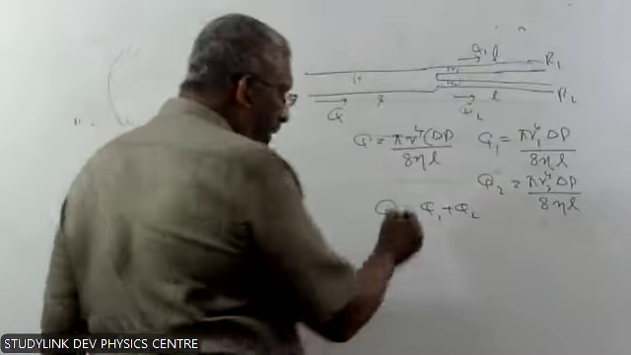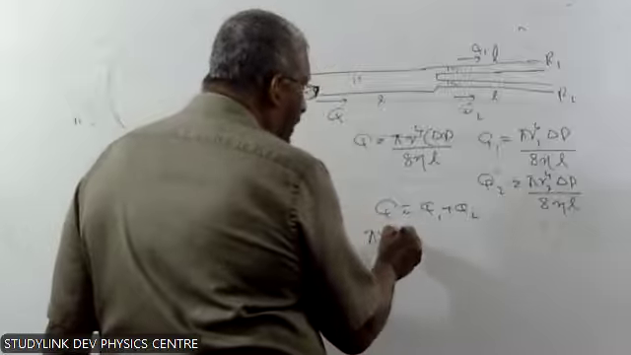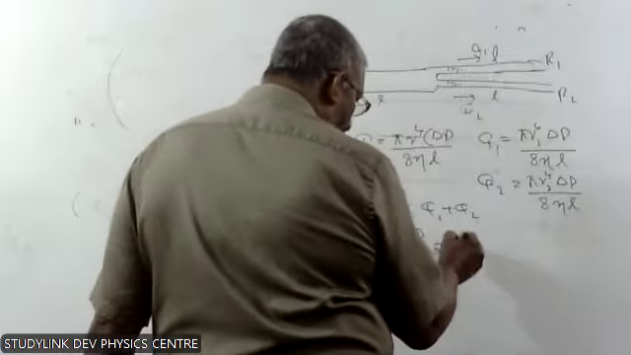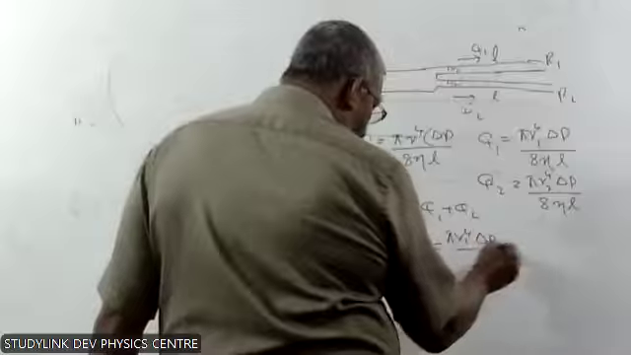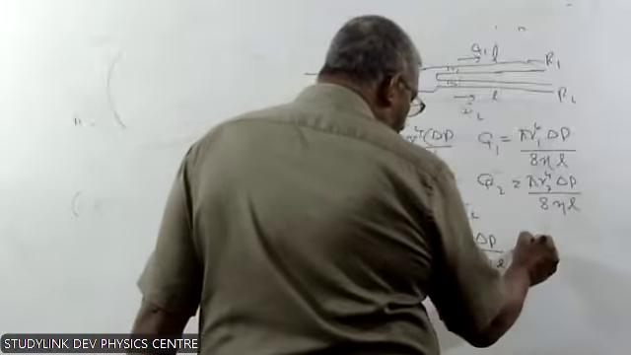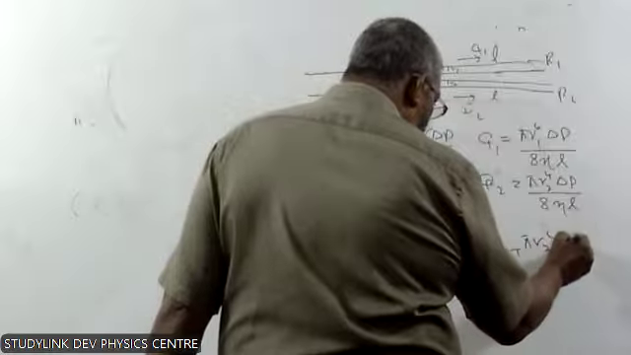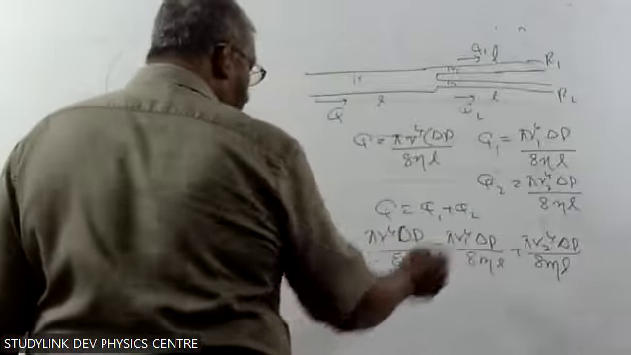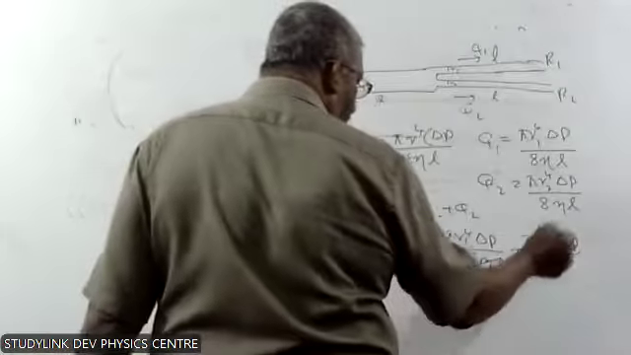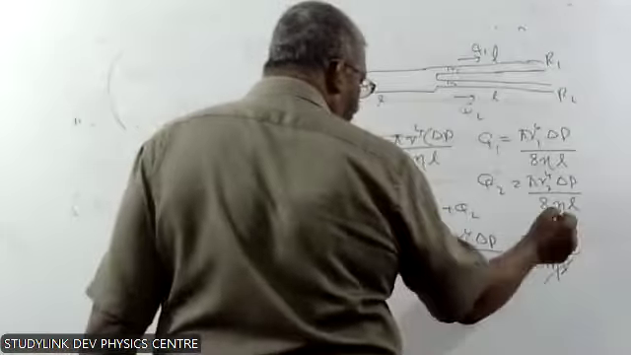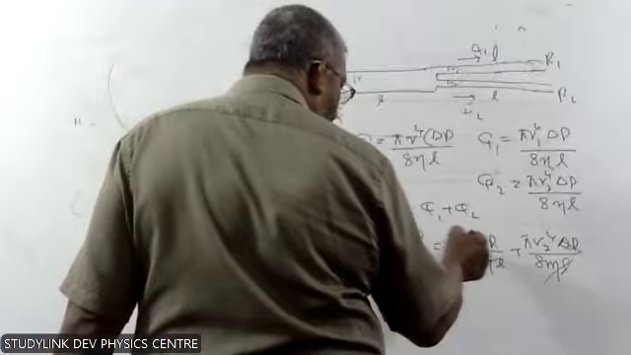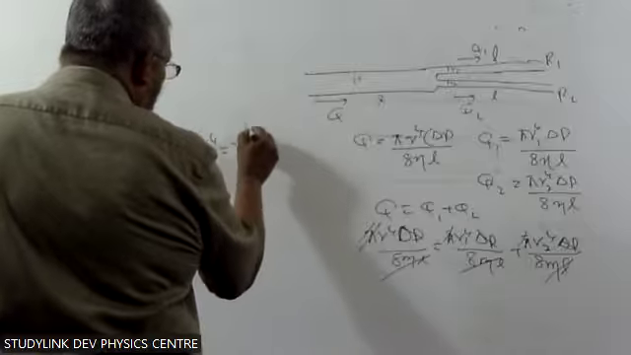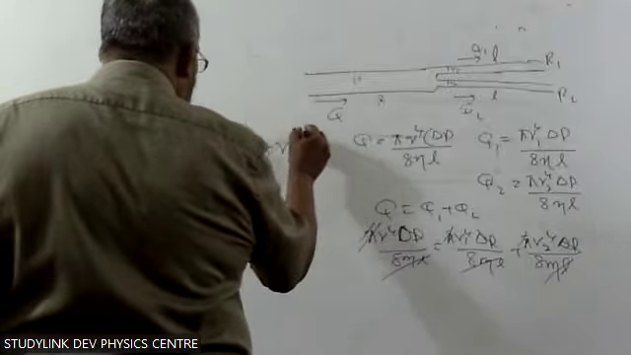Then Q is equal to pi R to the power 4 delta P over 8 eta L, which is equal to pi R1 to the power 4 delta P over 8 eta L plus pi R2 to the power 4 delta P over 8 eta L. So they say eta, L and delta P are all the same, so cancel them off. Delta P is the same, pi is the same, cancel off. Then finally you get R to the power 4 is equal to R1 to the power 4 plus R2 to the power 4.